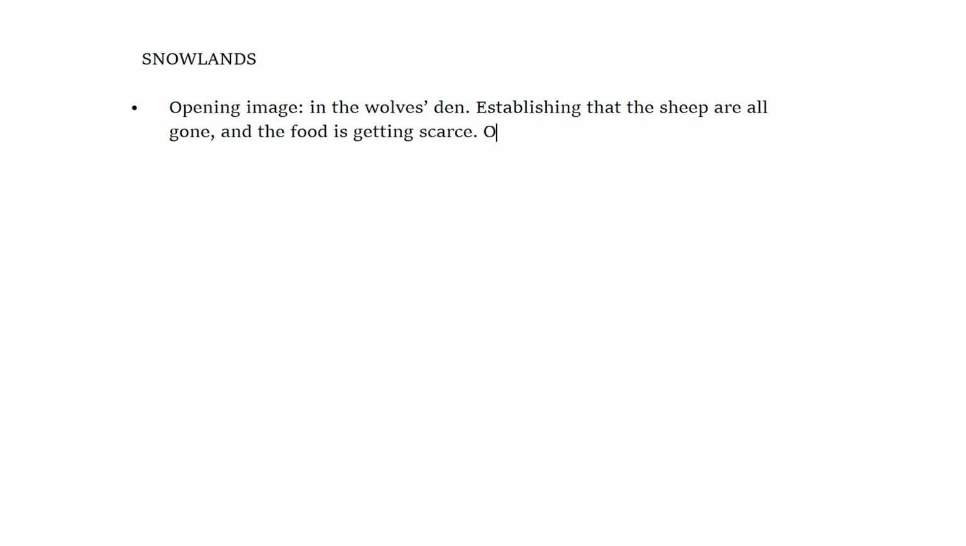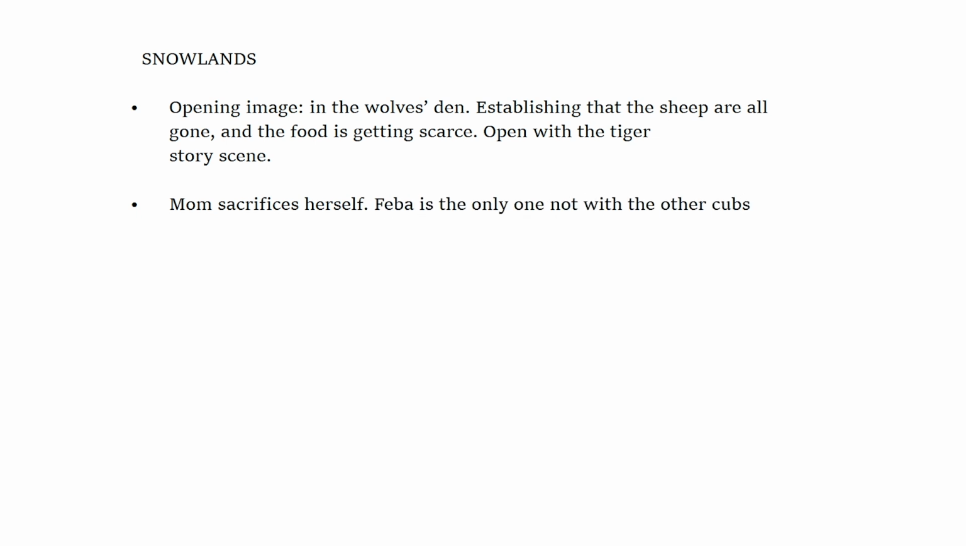Here's an example of a few beats from an older outline of Snowlands. Opening image, in the wolf's den. Establishing that the sheep are all gone and the food is getting scarce. Open with the tiger story scene. Mom sacrifices herself. Phoebe is the only one not with the other cubs because of her white hair. Phoebe gets away. First villain appearance.